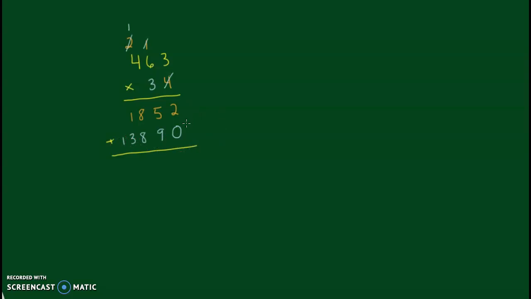That's a terrible plus sign. So 2 plus 0 is 2. 5 plus 9 is 14. 8 plus 8 is 16, plus 1 is 17. 1 plus 1 is 2, plus 3 is 5. And then we have our 1. So 463 times 34 equals 15,742.